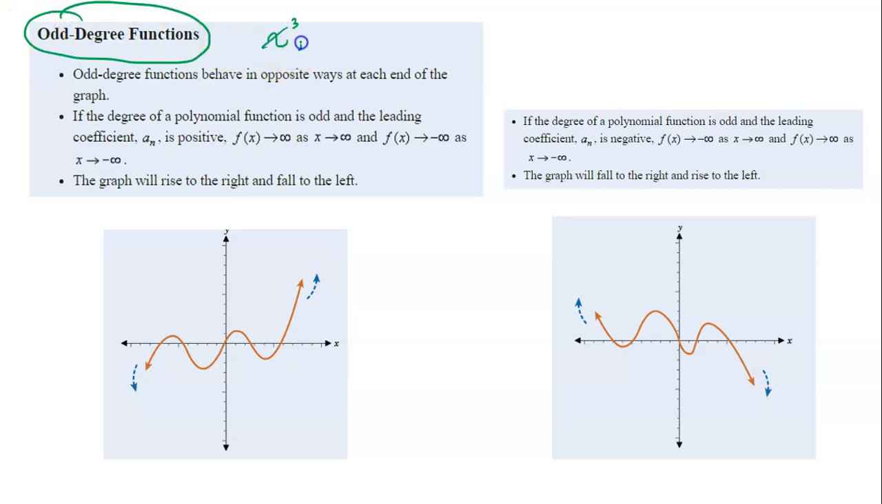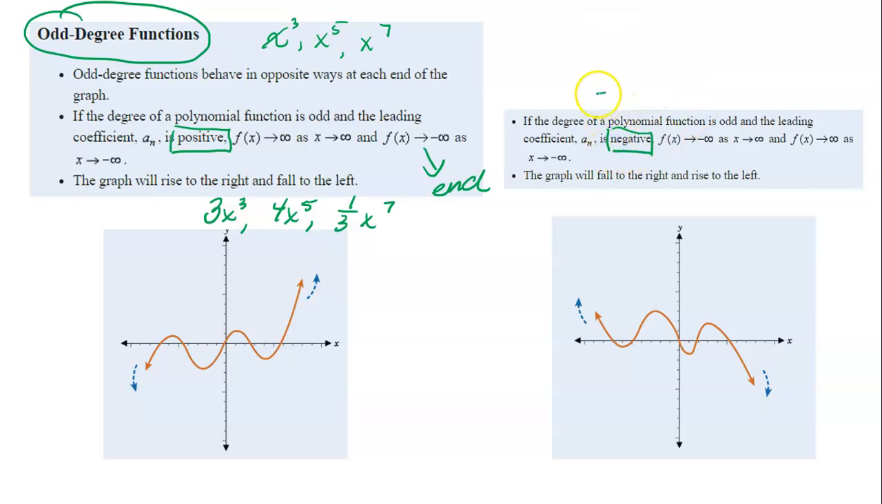Okay, so this is like x cubed, x to the 5th, x to the 7th. Odd degree functions. If the leading term is positive, so 3x cubed, 4x to the 5th, 1/3 x to the 7th, then this is our end behavior, and it's going to rise to the right and fall to the left. If the leading term is negative, so we have negative 3x cubed, or negative 4x to the 5th, or negative 1/3 x to the 7th, this is our end behavior, and it's going to fall to the right and rise to the left. It flips.